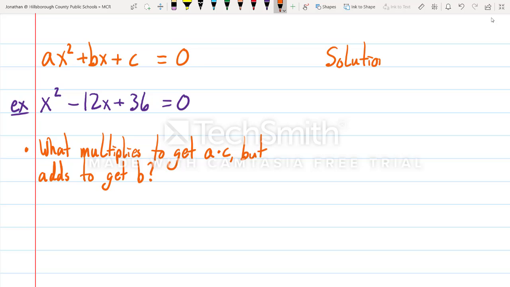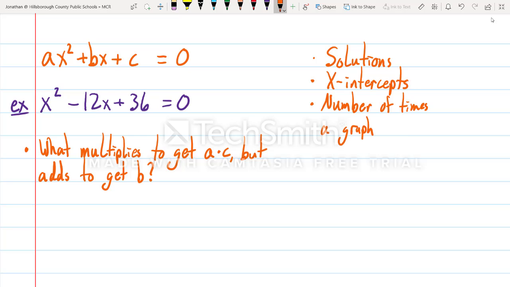First off, it can just be solutions. They can also be called x-intercepts. They can also say how many times, or number of times, a graph hits the x-axis, which is just the same as the x-intercepts. Number of times a graph touches the x-axis. They all are the same thing.